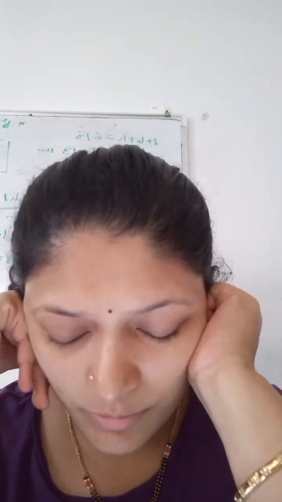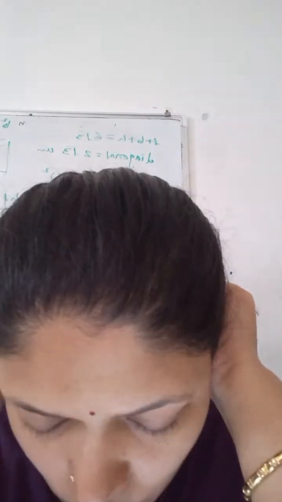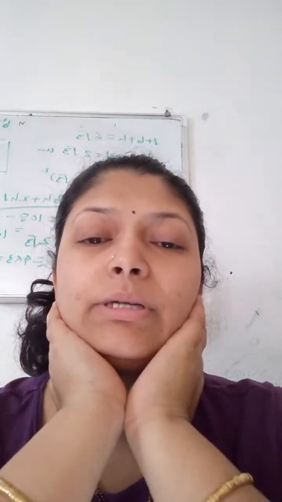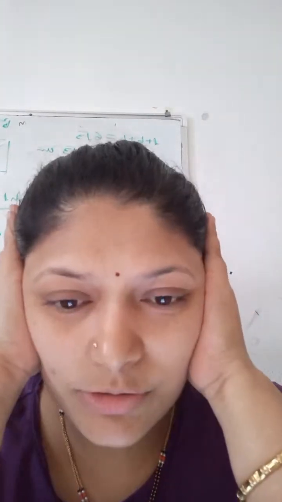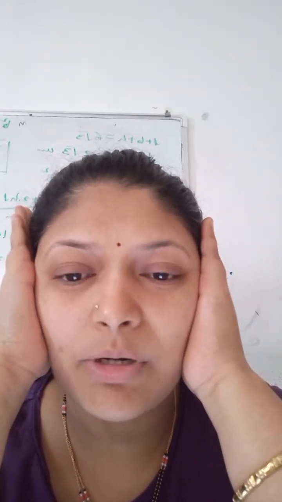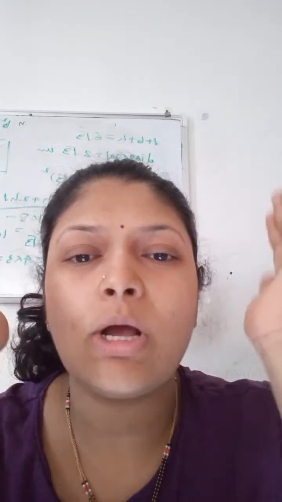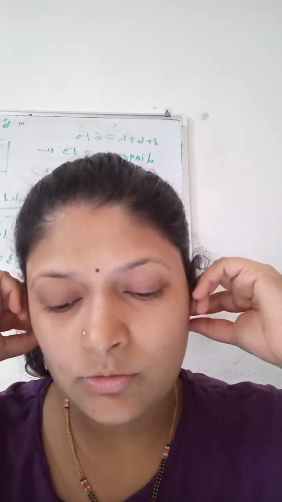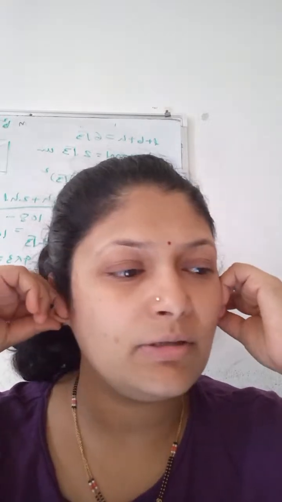Atrium is the singular form. The two upper chambers of the heart are called atria, and the two lower chambers of the heart are called ventricles. Are you getting it? So the upper part is called an atrium and the lower part is called a ventricle. This is the main difference between these two.